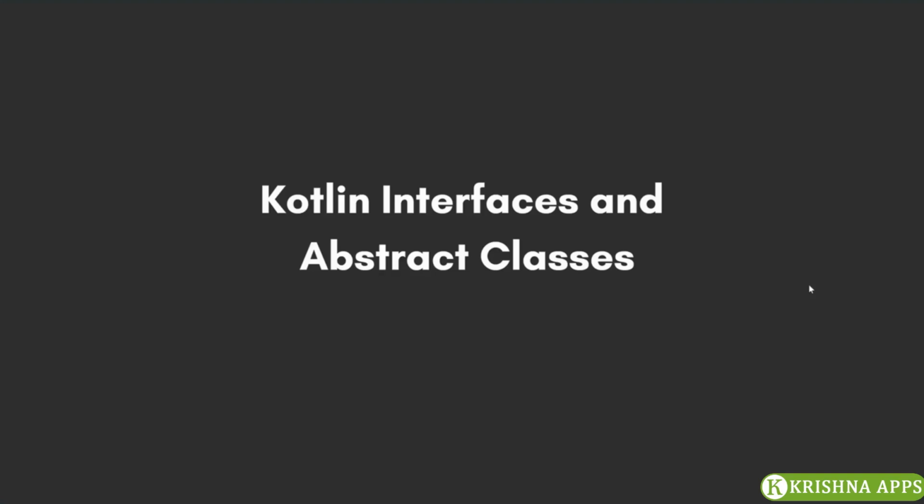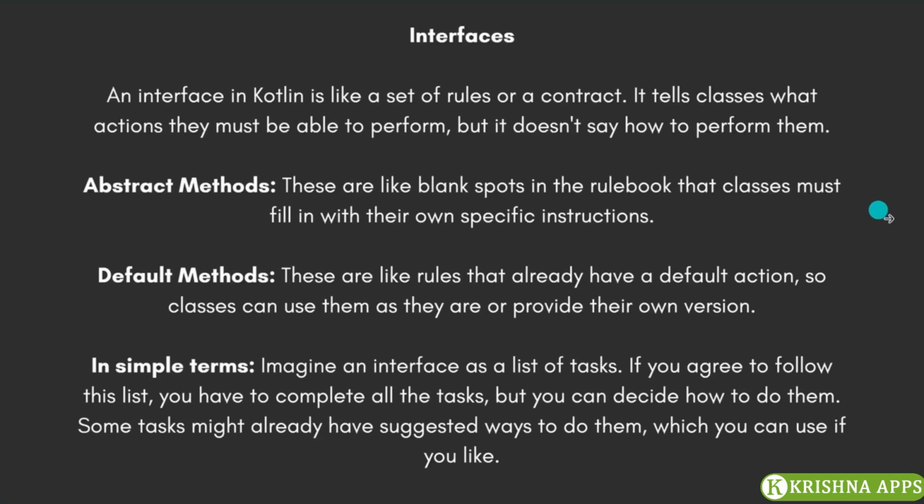In this lecture, we're going to be going over Kotlin interfaces and abstract classes. Okay, let's get started with interfaces. What are they? An interface in Kotlin is like a set of rules or a contract. It tells classes what actions they must be able to perform, but it doesn't say how to perform them. Abstract methods are like blank spots in the rule book that classes must fill in with their own specific instructions.